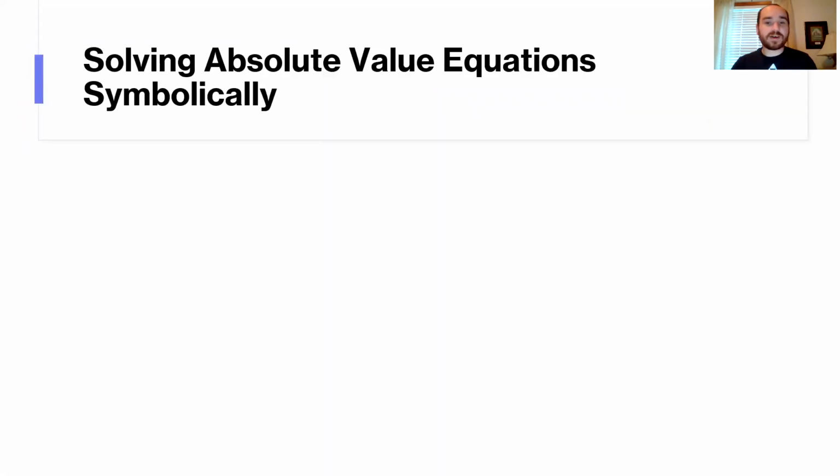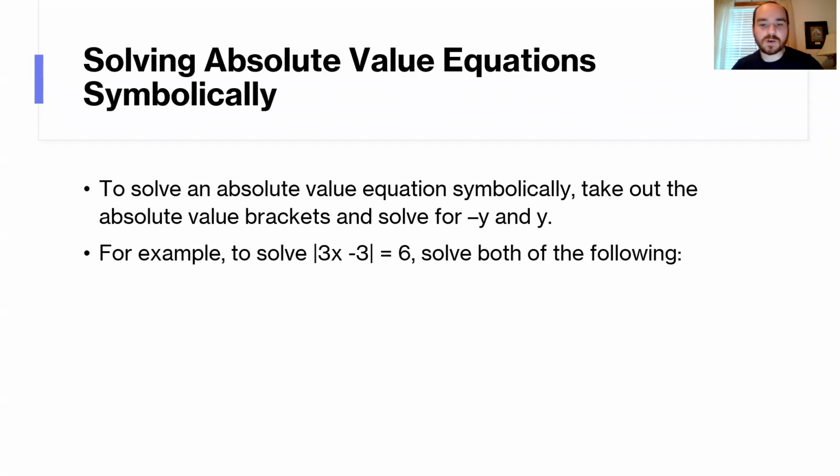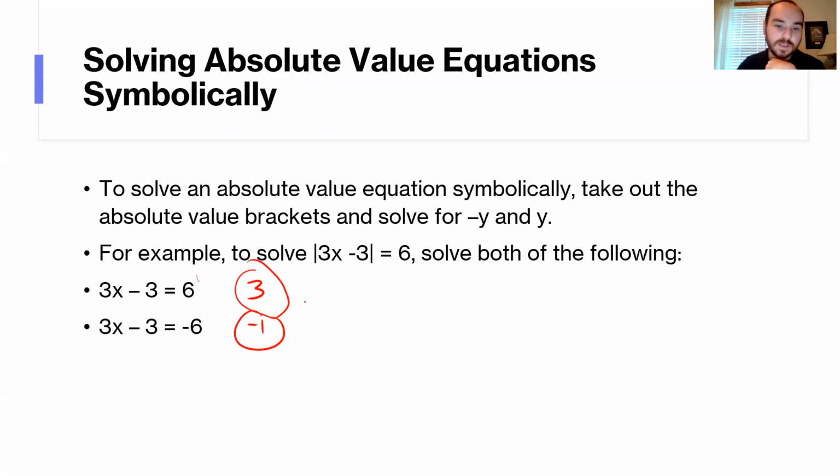So solving absolute value equations symbolically is a little bit tougher. The easiest way to do it is to take out the absolute value brackets and solve for both negative y and y. So as our example, in order to solve the absolute value of 3x minus 3 equals 6, we would just solve 3x minus 3 equals 6, and then 3x minus 3 equals negative 6. In this case, we would get 3, right? We add 3, that'd be 9, divide by 3, we get 3. And to get negative 6, we would just get negative 1. And so these should be our two solutions to this problem.